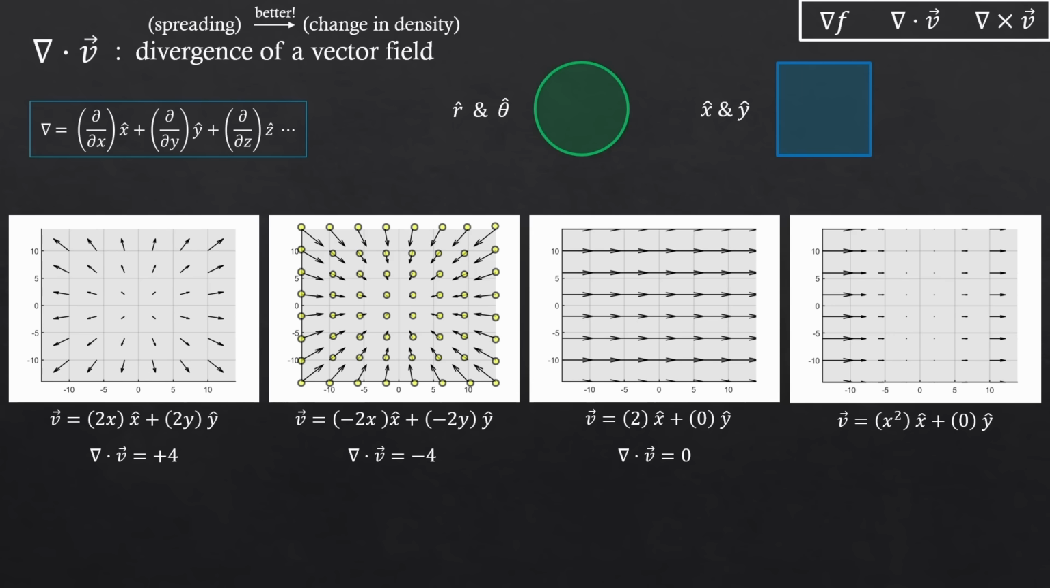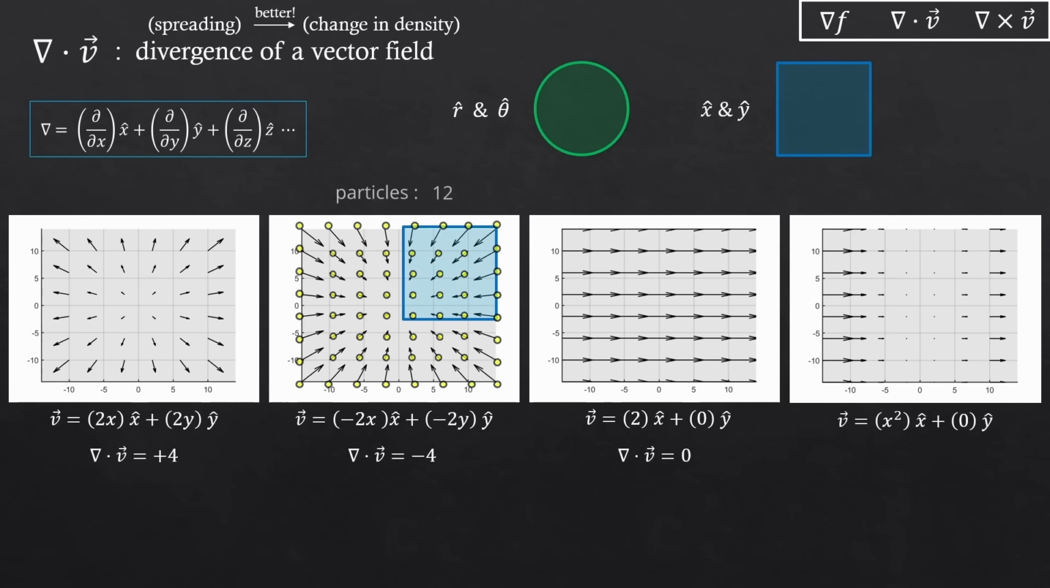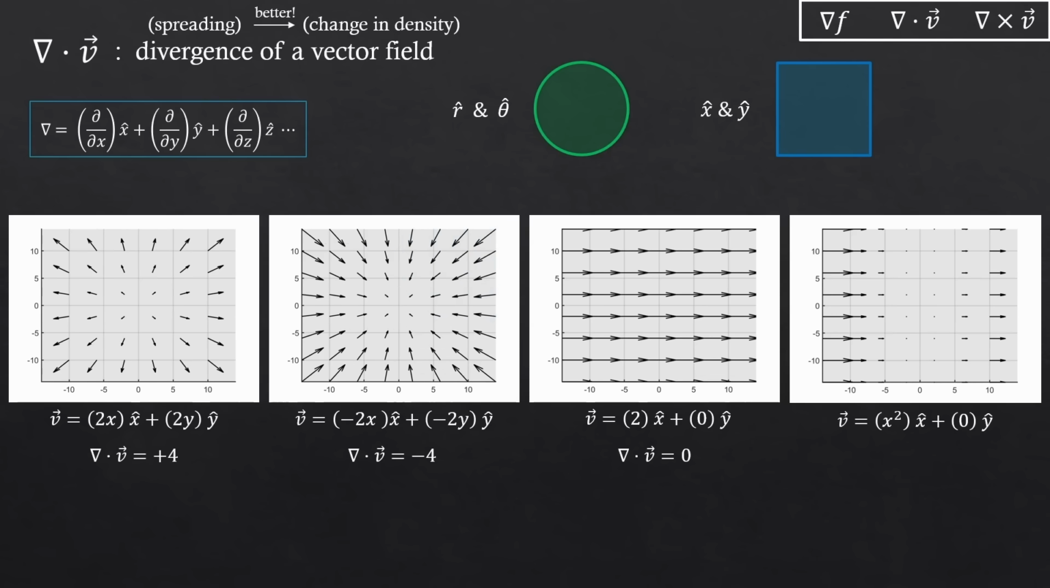Okay, what about the second graph? The density increased. The fluid is compressed rather than being stretched. The divergence is negative. And the amount of divergence seems to be constant in here as well, -4. Okay, now the third graph, let the particles flow. No change in density, so no divergence. Makes sense.